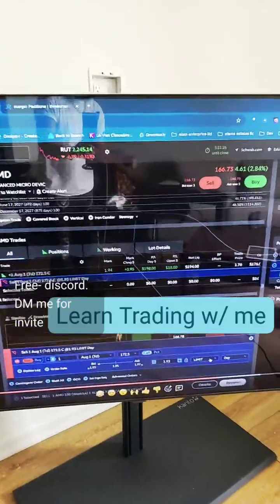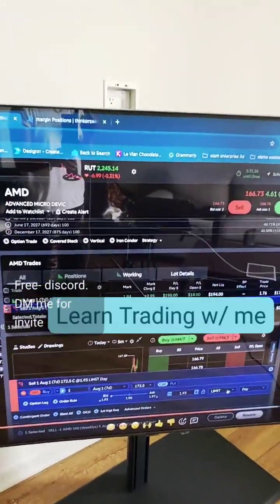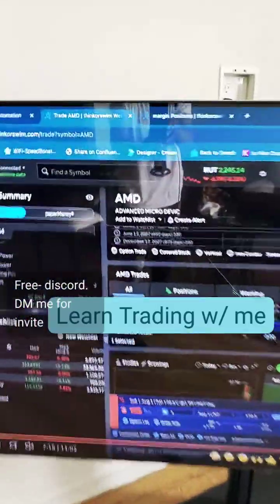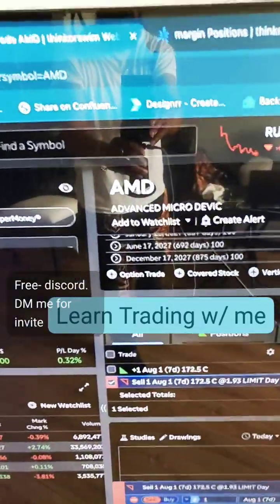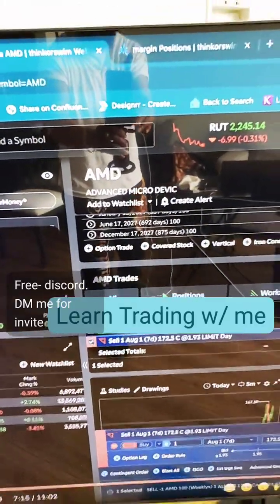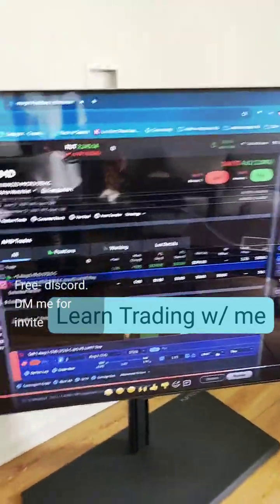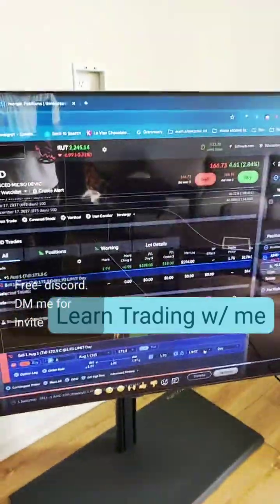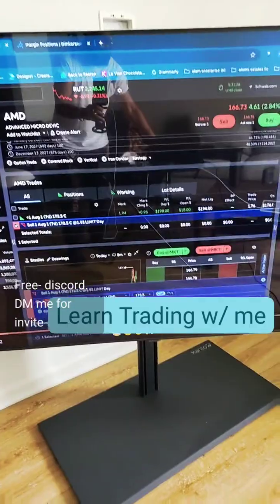Don't let people tell you you can't buy cheaper contracts. This is AMD. This is a well-known stock. I've been testing out these cheaper contracts for 3 months. So you can make money. I just bought multiple contracts. I bought 10. So I spent a little bit more money to make a little bit more.